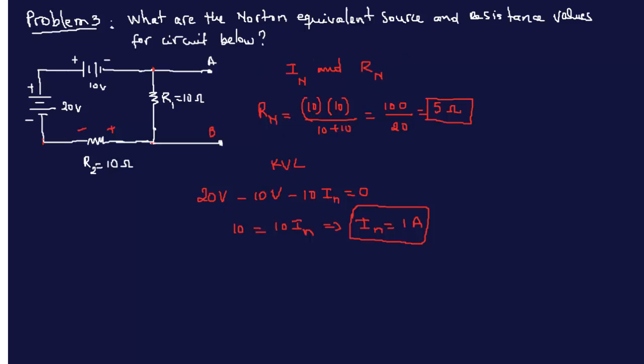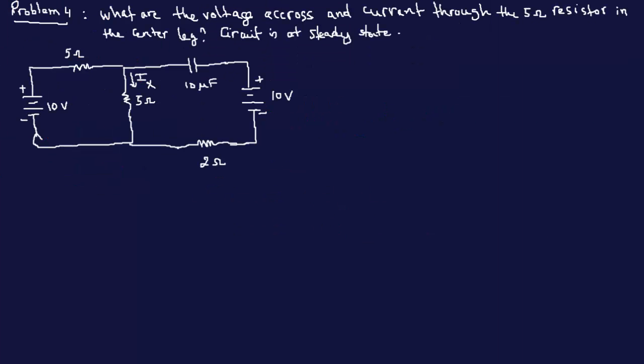Okay, another problem. So this particular problem, what are the voltage across and current through the 5 ohm resistor in the center leg? There's an IX here, so that's the current flowing through 5, and they're asking us to find IX and the voltage across 5. Okay, how do we do that?